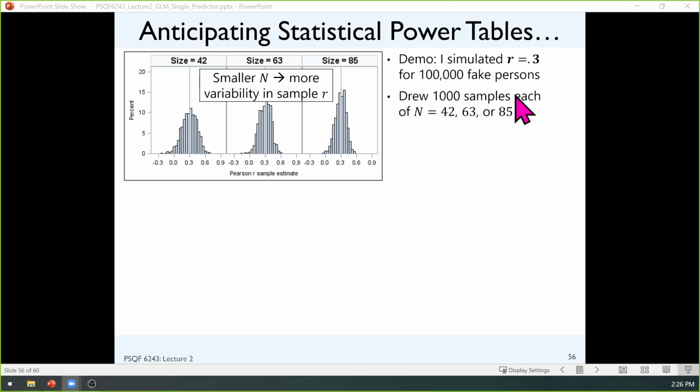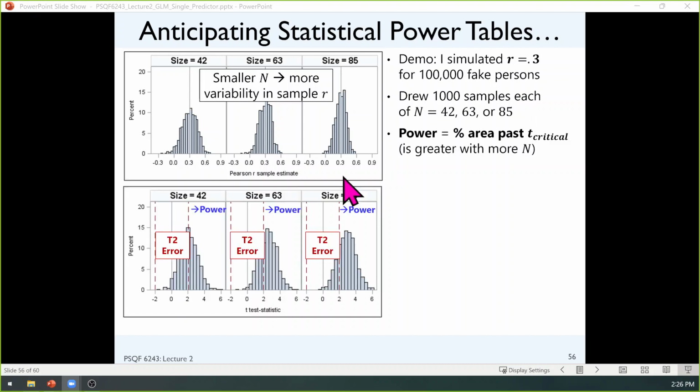Okay, does that distinction make sense? Effect size has nothing to do with how many people you have. But how likely you are to get the right effect size does have to do with how many people you have. You will get way more variability in the relationship you obtain if you have fewer people than if you have more people. And trying to anticipate how variable that relationship is going to be is the basis of doing what's known as a power analysis.